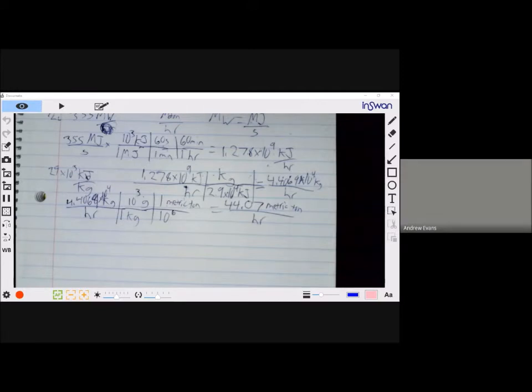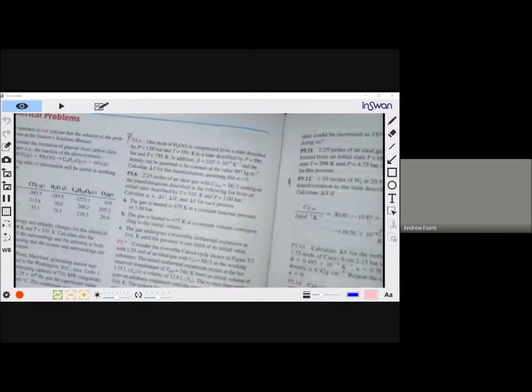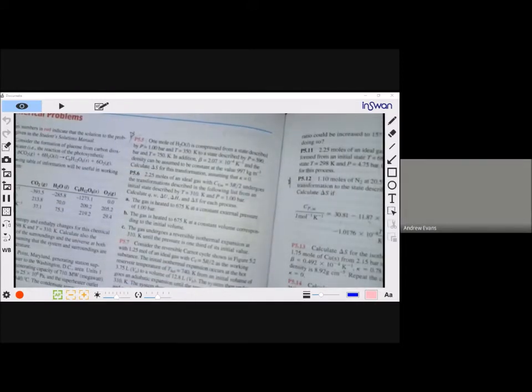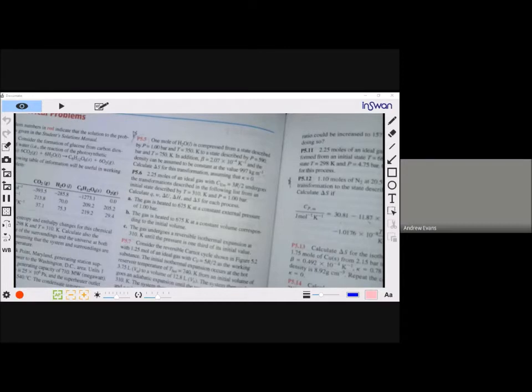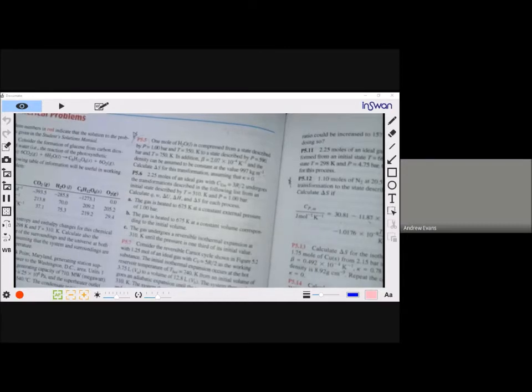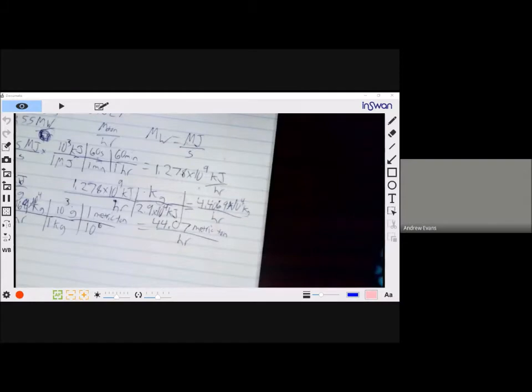So looking at number 5, 1 mole of water is compressed from the state described by 1 bar and 350 Kelvin to a state of 590 bar and 750 Kelvin. In addition, beta, the thermal expansion coefficient, is 2.07 times 10 to the negative fourth inverse Kelvins, and the density can be assumed to be constant at 997 kilograms per meter cubed. Calculate the entropy for this transformation, assuming kappa, the isothermal compressibility factor, is 0. So let's write down some stuff we know.